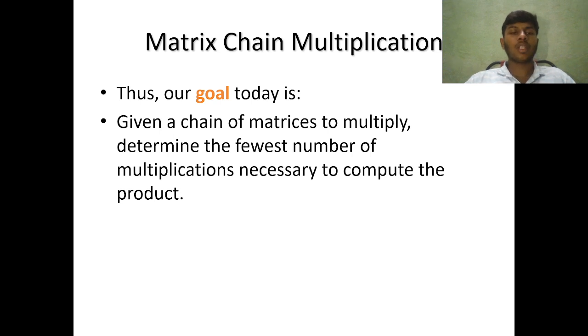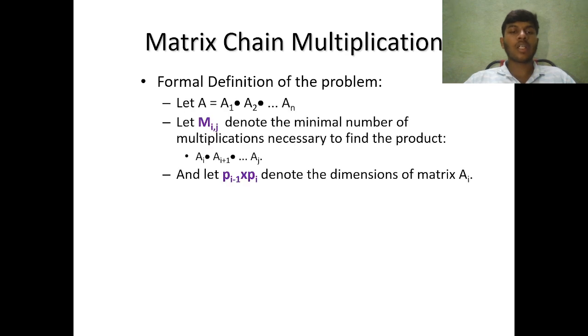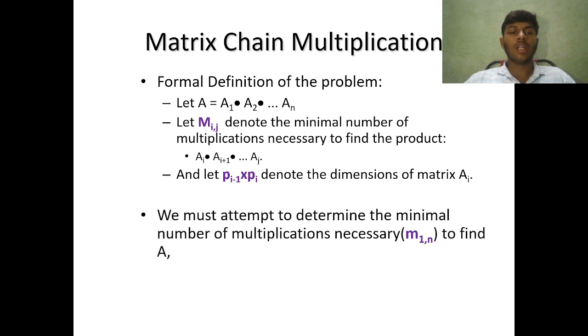Our goal today is, given a chain of matrices to multiply, to determine the fewest number of multiplications necessary to compute the product. Formal definition of the problem: let A be equal to A1 into A2 and so on to An. Let M[i, j] denote the minimal number of multiplications necessary to find the product.